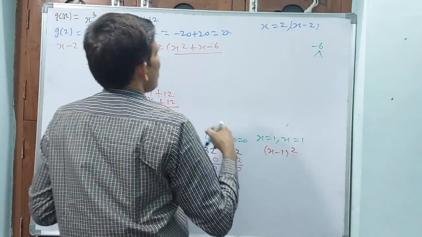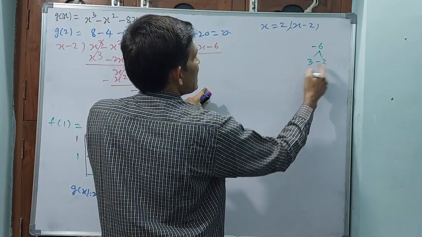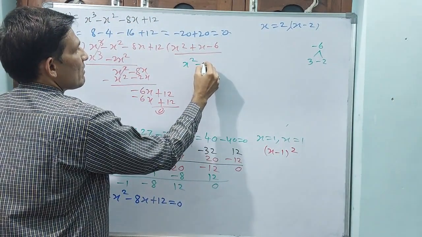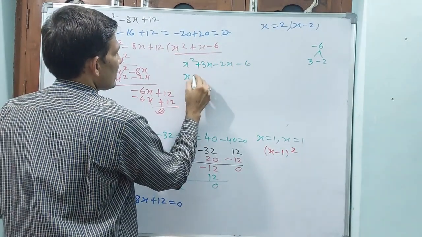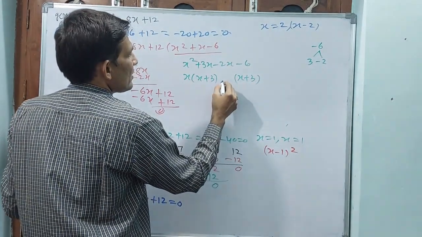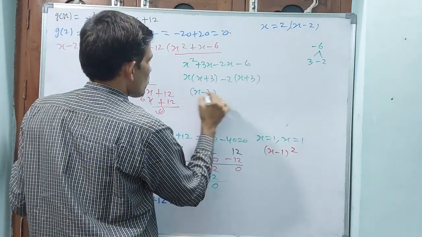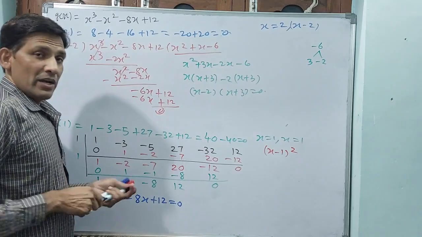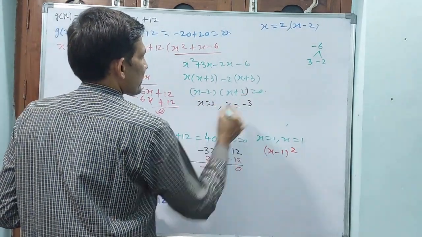1 into minus 6 is minus 6, and 1 has to come: plus 3 into minus 2 is minus 6, 3 minus 2 is 1. Write down: x square plus 3x minus 2x minus 6. Take x common, x plus 3 will be there. Again take x plus 3, minus 2 is minus 2x minus 6. That means x minus 2 into x plus 3 is equal to 0. So x is equal to 2, x is equal to minus 3.